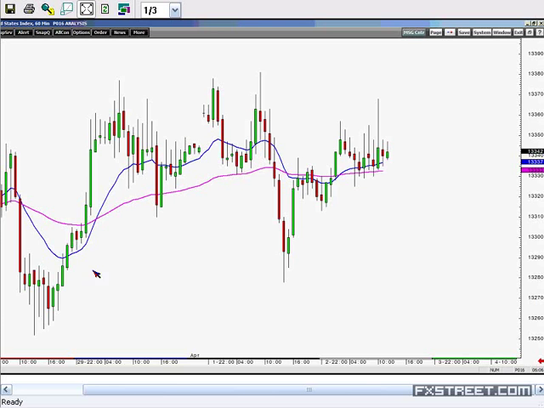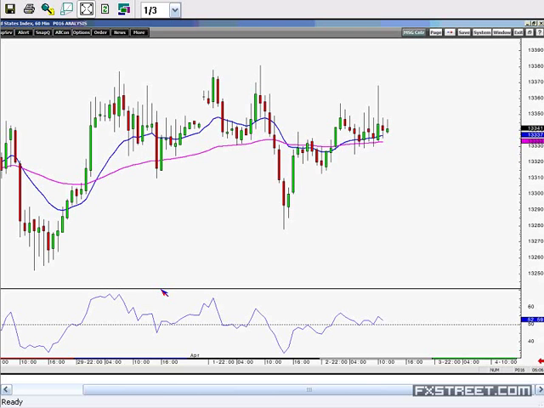And then we're just going to put the RSI on the bottom. Again, this isn't the normal settings. This is an RSI with a 15 setting.